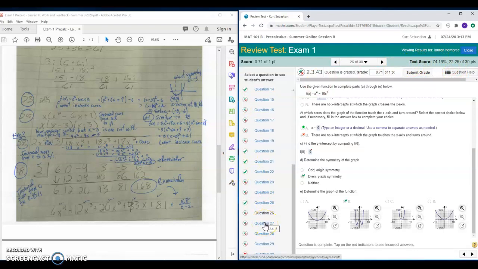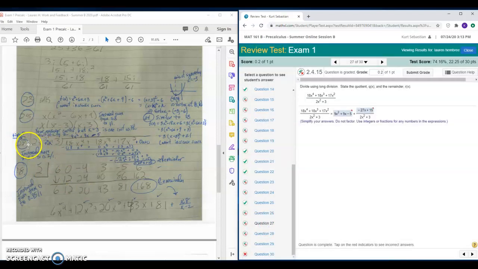27. It's right here in your notes. It seems to me that time might have been the issue because you had it set up kind of right. You got to remember to have these placeholders. Since it was 2x squared plus 3, you need to add in there 0x. Otherwise, you're going to not have the right placeholders when you're going through it. But other than that, you had it set up right. You just didn't do it. So you answered nothing. So my guess is you're running out of time. But because you had it set up right, I did go from 0 to 0.2.